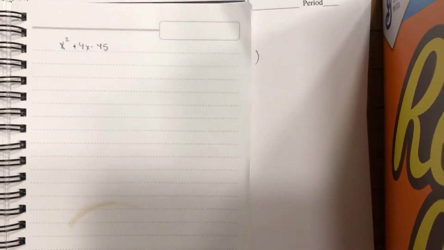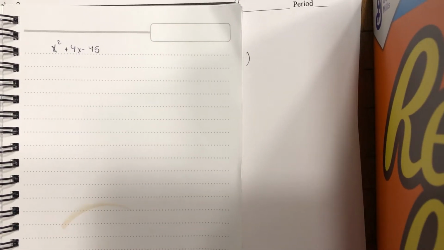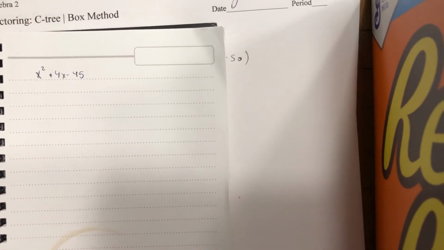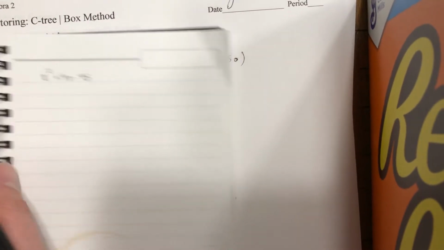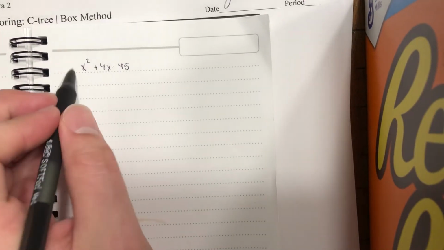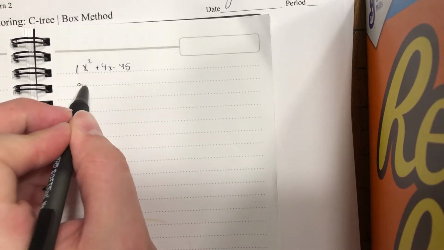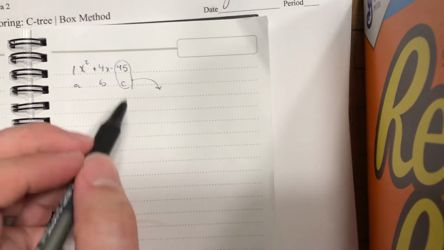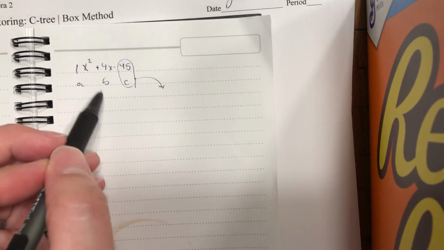All right, hello everybody. We're talking about question 1 here on the homework assignment, factoring C-tree and box method. The first question talks about factoring, so let's remind us how that works. We have an A, a B, and a C value, and we take this C value here and break it down to come up with the combination of numbers that will get us the B value.